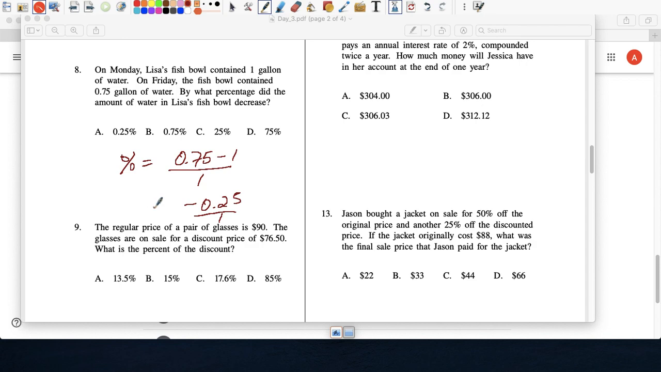Then multiply that by 100. Don't forget to multiply that by 100. And we get negative 25%, which shows a decrease, right? But the answer doesn't have that, so it's just C.